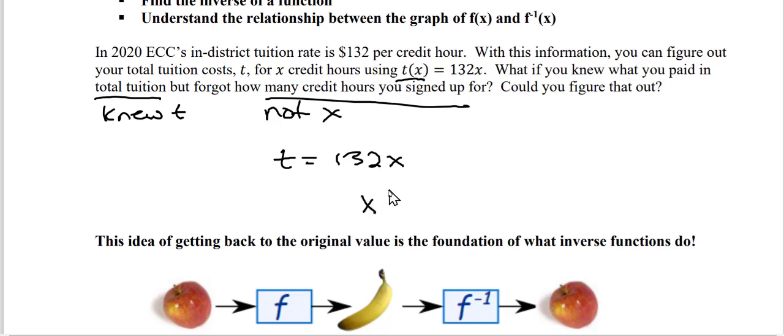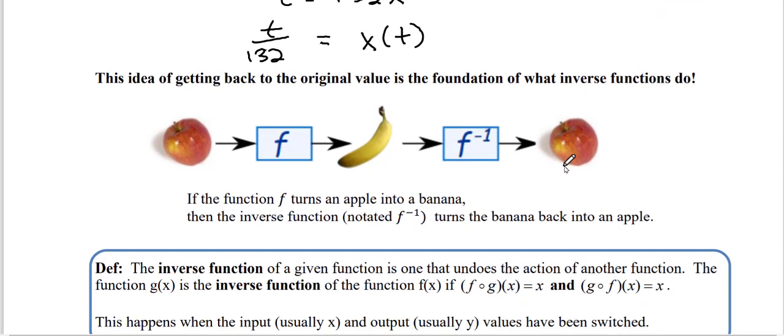But you could also write this as a function X as a function of T, where X represents the number of credit hours, and then divide the total tuition by T. The idea here being that instead of multiplying the number of credit hours by 132, we can sort of undo that multiplication by dividing the total tuition by 132. So in that way, we see that multiplication and division kind of undo one another, right? This gets to the idea of what inverse functions actually do.